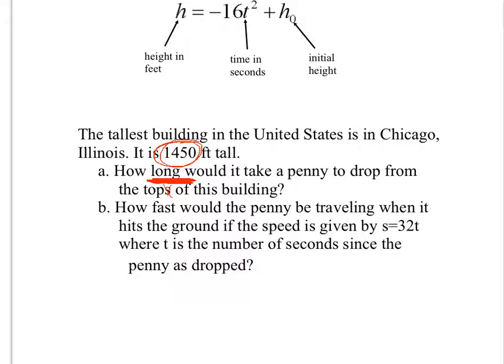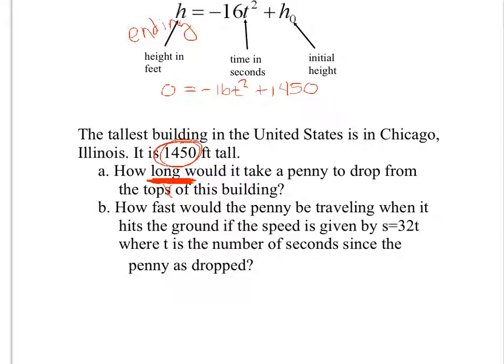What was h? What is our ending height? Remember h, this is the ending height. We want this penny to drop from the top of the building. I'm assuming that means to the ground. So h would be 0 equals -16. Remember, we're trying to answer t, so t is going to stay in there. Plus, remember our initial height. It's from the top of the building, which means the top of the building is 1450.